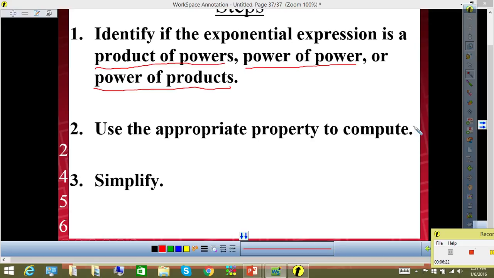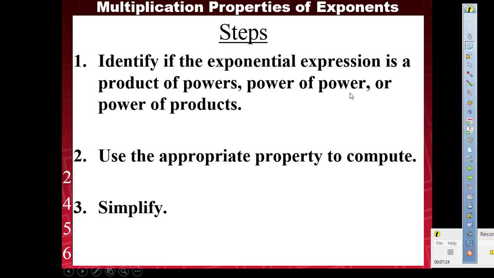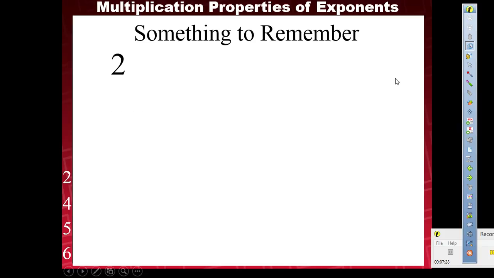Hand says, need more time? Okay, we're good? All right. So here we go. We got our steps, and just let me give you a couple of notes to keep in mind as we go through this lesson. Look up, please.